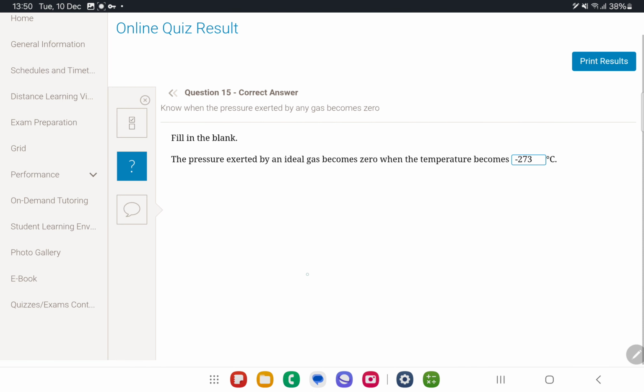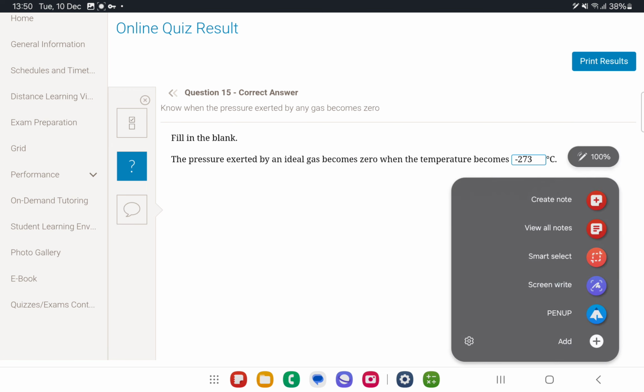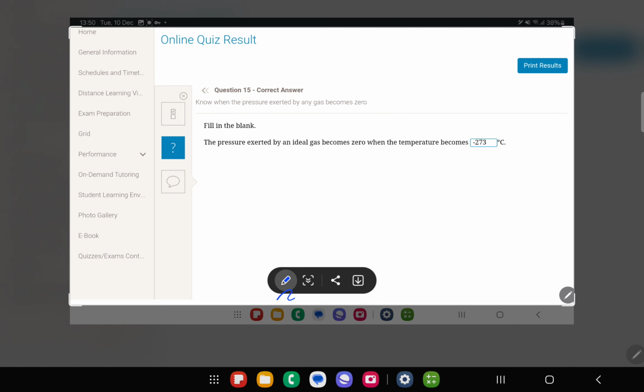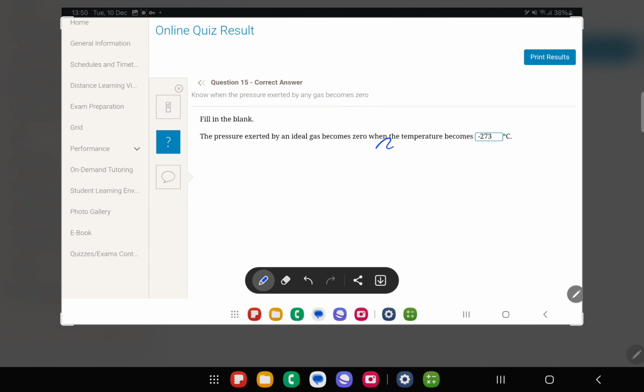Now for the final question, the pressure exerted by an ideal gas becomes 0 when the temperature becomes negative 273. Okay, what they mean is that the ideal gas pressure becomes 0 at 0 Kelvin. They want it in Celsius, so again we just subtract 273 to turn it into Celsius. So 0 minus 273 is negative 273.